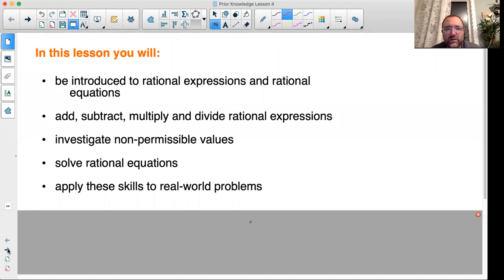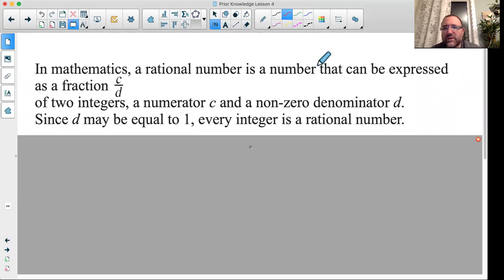So let's get going here and take a look at what a rational number is all about. It's basically a fraction that can be written with any two different variables, C over D is the one I used. A numerator C and a non-zero denominator D. So that means this D cannot be 0. Since D may be equal to 1, every integer is a rational number, and the same thing goes for whole numbers too.